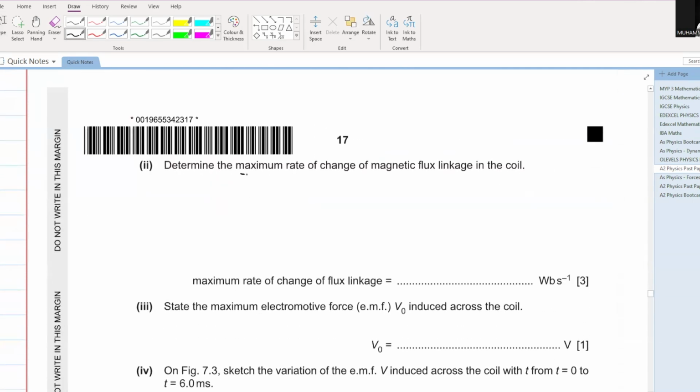Determine the maximum rate of change of magnetic flux linkage in the coil. This is the NBA formula, in which we have taken N as one, since we have to calculate for one turn. Okay, now read this question: calculate the maximum rate of change of magnetic flux linkage in the coil. What is the examiner basically saying? The examiner is saying you have to calculate the maximum value of change in phi over change in t.